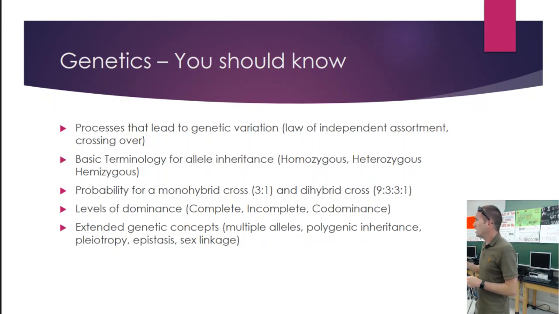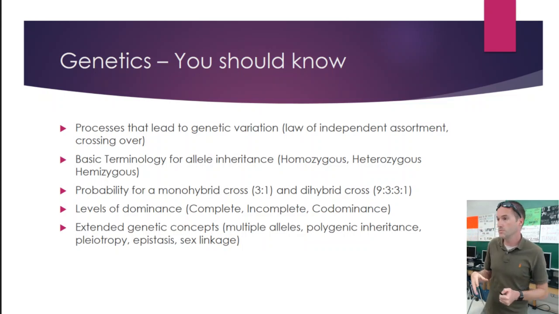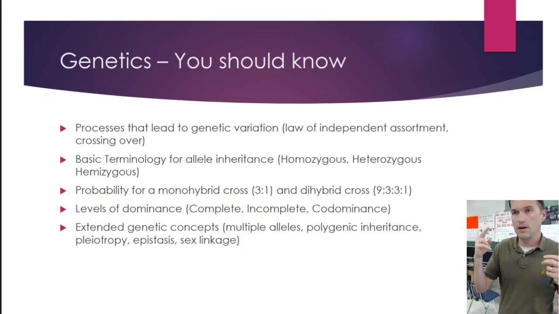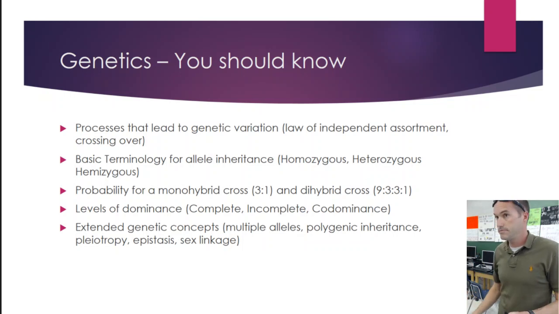Sex linkage, we know that those are genes that are located on the X chromosome, not on the Y chromosome, and we know that females are then going to inherit 2 copies of them, and males are only going to have 1 copy, right?